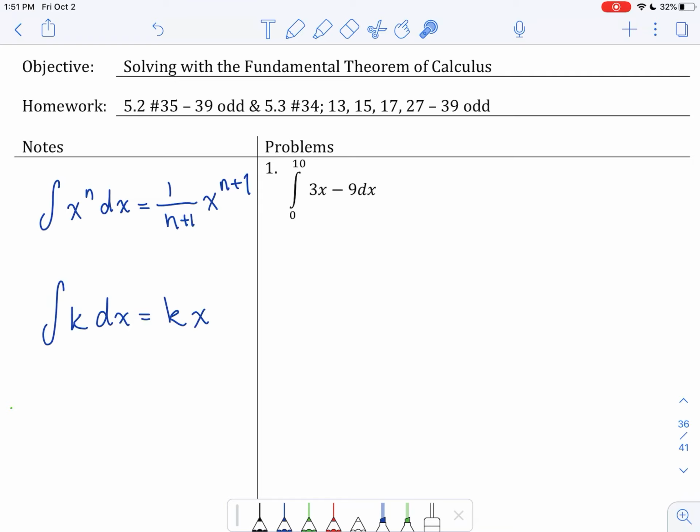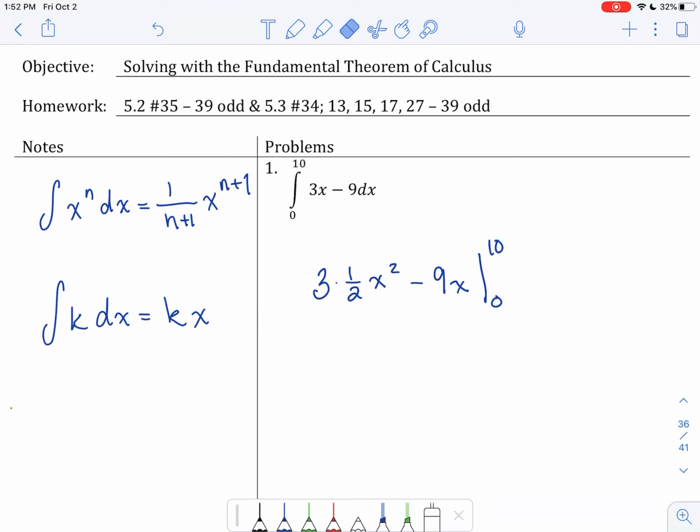So the first thing we want to do is take the integral of 3x minus 9, and then we'll worry about these bounds on the integral. So 3x minus 9, we can separate the terms, and we end up with the integral of 3x. Using our polynomial rule becomes 3 times 1/2 x squared, increasing the degree there, minus 9x, using our constant rule, with the bounds from 0 to 10.